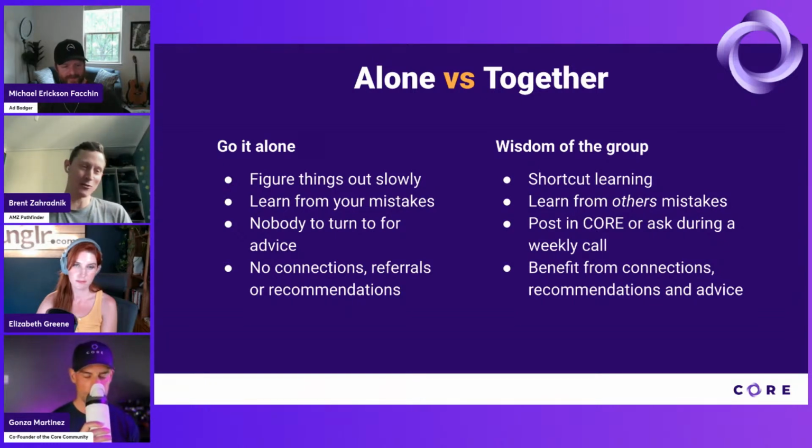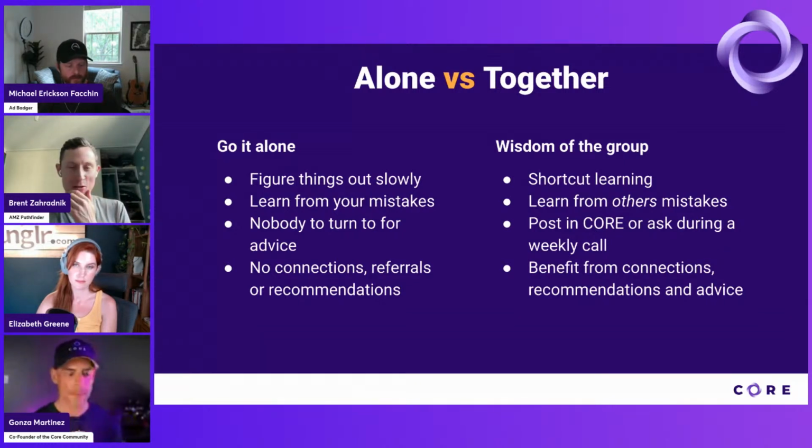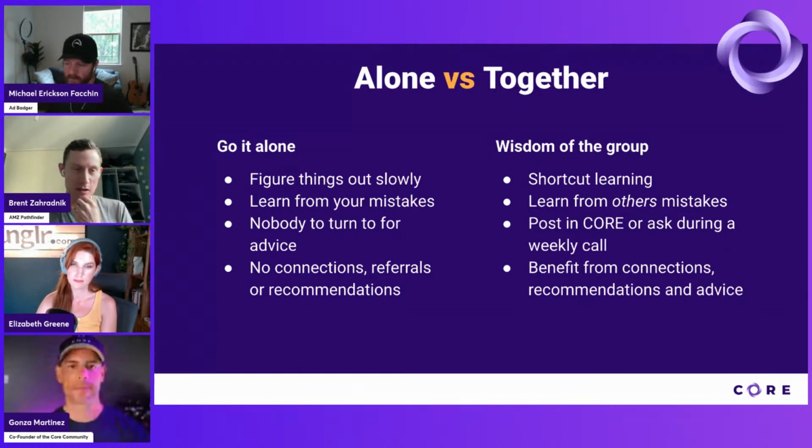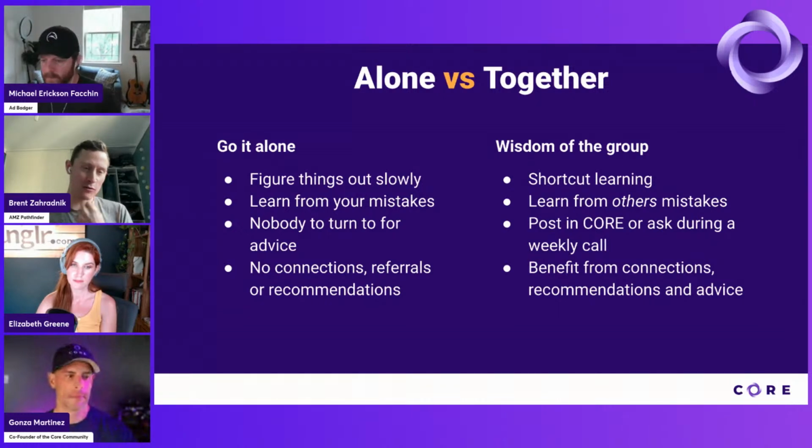We get to talk to each other and learn where we went wrong, and learn from another person instead of doing it ourselves. Another benefit of being part of a group: when you're alone, there's nobody to turn to for advice. You're just kind of Googling around for things, looking on forums, searching on LinkedIn or something like that.